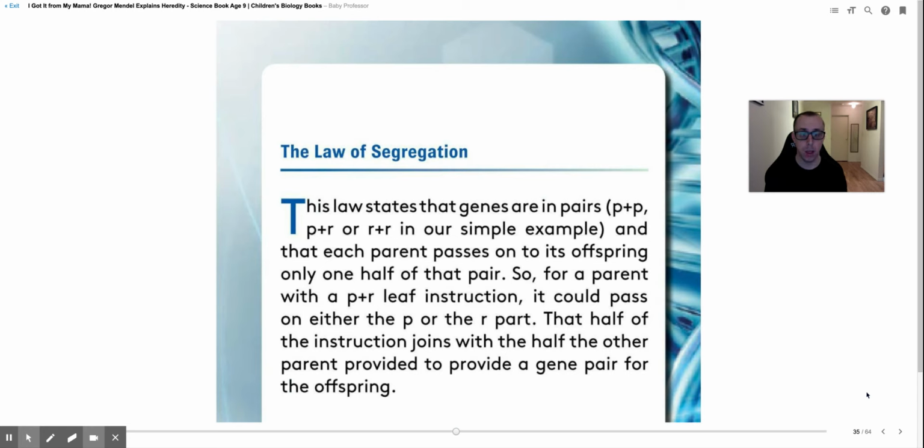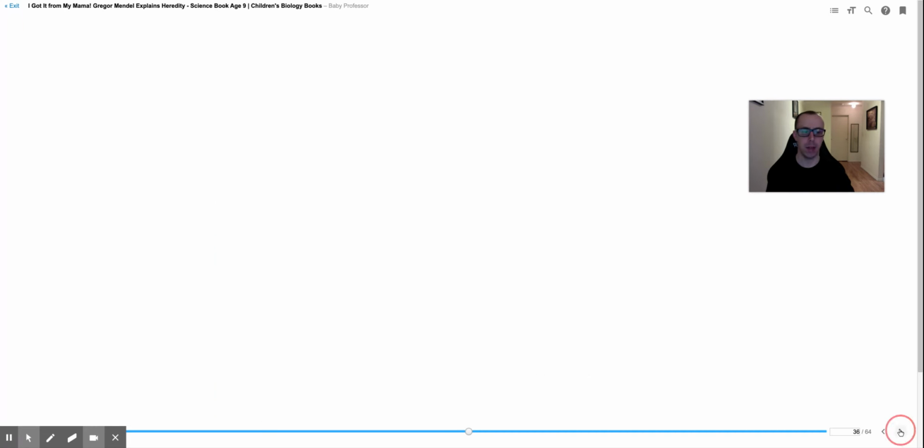part. That half of the instruction joins with the half the other parent provided to provide a gene pair for the offspring. Like I said, your brown hair, you might have gotten 2 brown alleles, but you might have also gotten a brown and a blonde. And the brown would be more likely to come out, more dominant, 3 out of 4 chance. But it's not connected with your eye color or your height or anything like that.